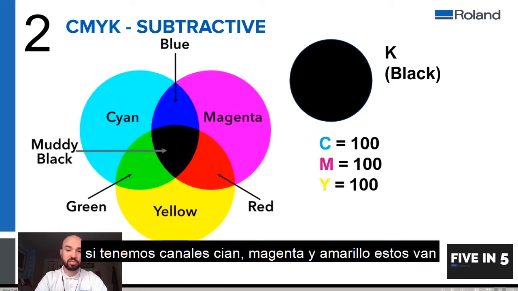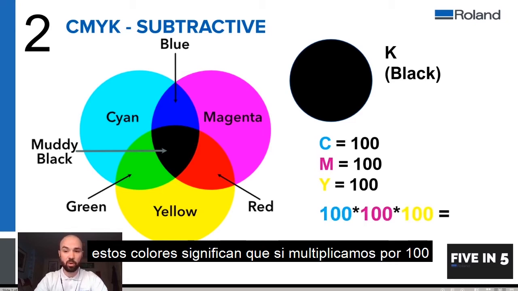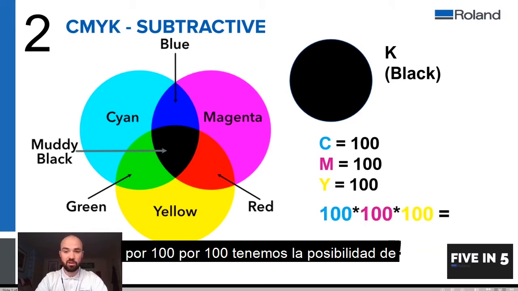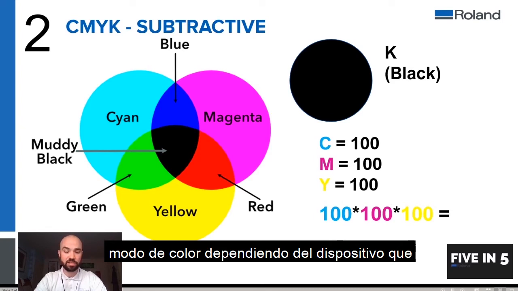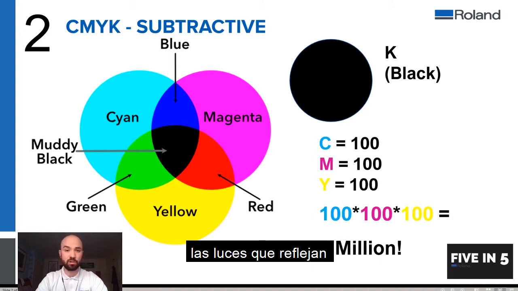If we have the cyan, magenta and yellow channels, these go from 0 to 100%. So the combination of these colours means that if we times 100 by 100 by 100, we have the possibility of around 1 million colours in the CMYK colour mode, depending on the device that is creating these colours. So CMYK is a subtractive colour mode because we're reducing the amount of light that would otherwise be reflected off of a white substrate. Black means that there is no light reflected.